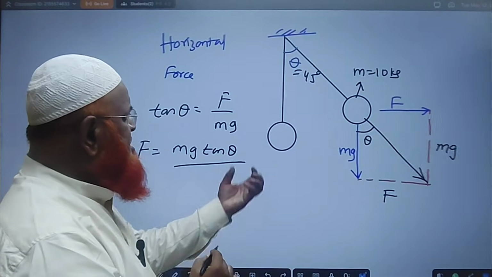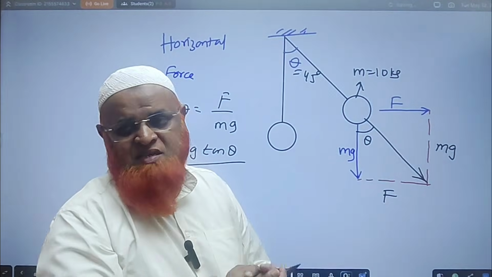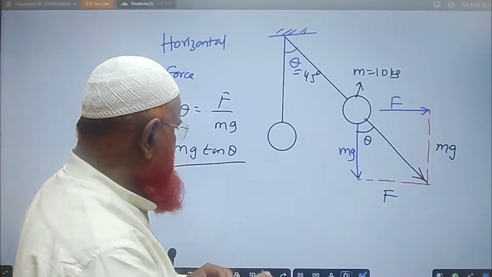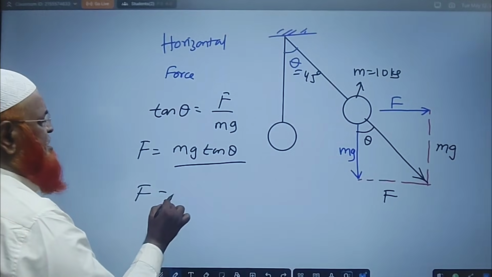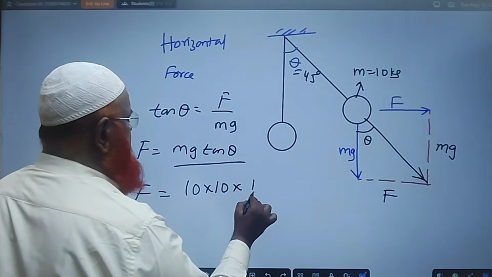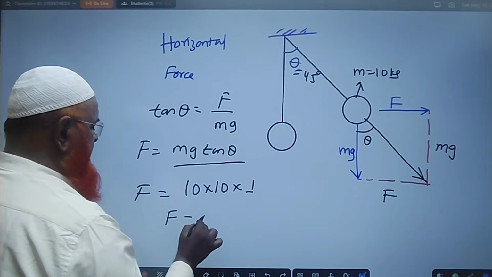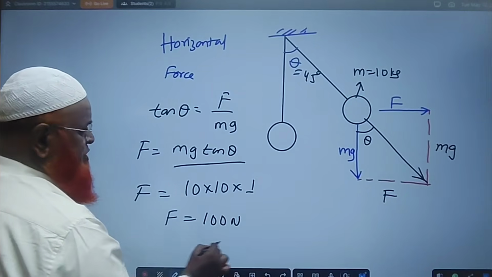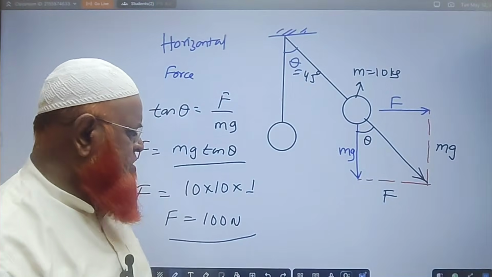Sometimes the question gives you the angle as well as the mass, and asks for the horizontal force. Very simple: the mass is 10, g is 10, and tan 45 is 1. Therefore, the horizontal force applied is 100 newtons. This is a simple concept.